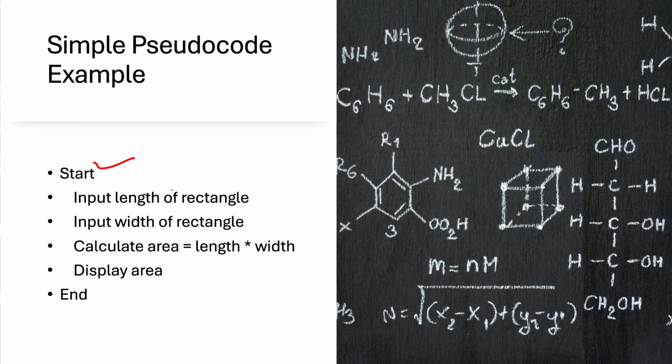So here's a very super simple pseudocode example. So we start the program, we input the length of the rectangle, then we input the width of the rectangle, we calculate the area by doing length times width, which is done here, and we display the area. So this might just be a print statement in Python, and then that's it, you're done.